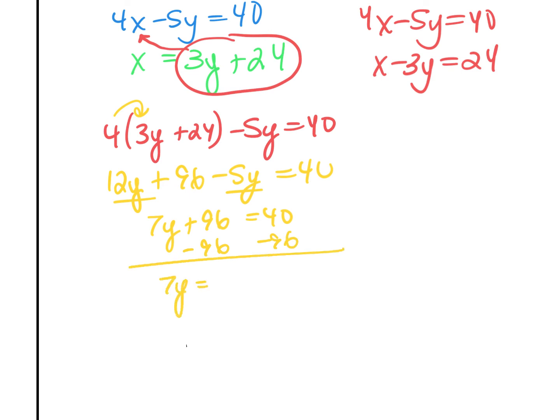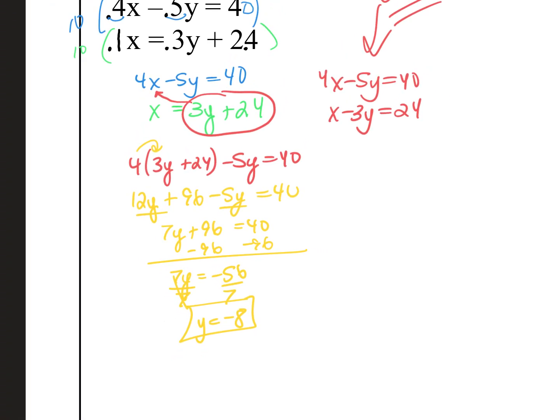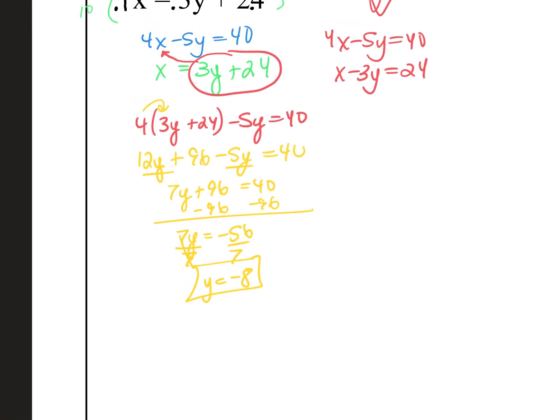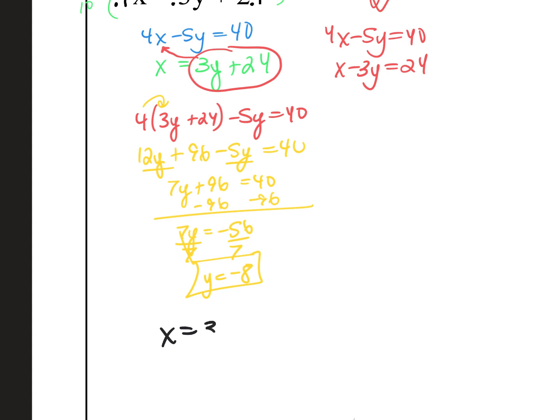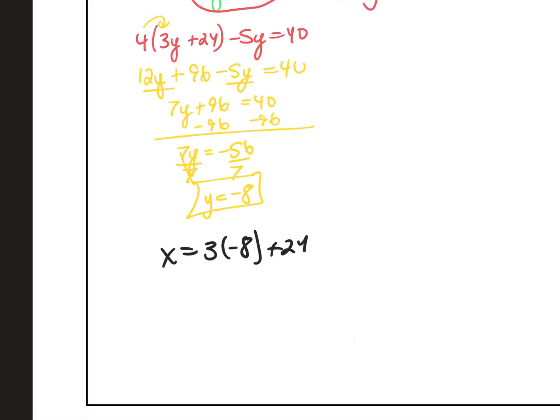So 7y equals, what's 40 minus 96? Negative 56. Divide by 7. And y equals what? Negative 8, right? And then we take that, and I'm going to plug it in the x equals. So x equals 3 times negative 8 plus 24. Negative 24 plus 24, x equals 0.